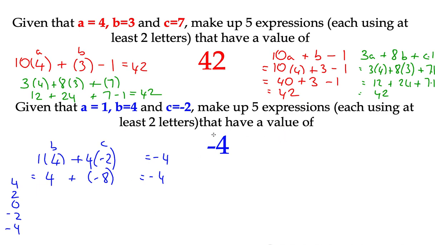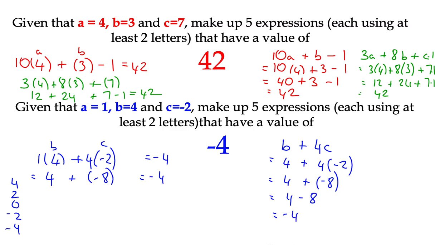So my expression is 1 lot of B plus 4C. That should give me my answer. Let me just check. B is 4, plus 4 lots of negative 2. That simplifies to 4 plus negative 8, which I know is the same as 4 subtract 8, which is negative 4. So it does actually work. That was a wee bit tricky because of the negative, but that's why it's a challenge. Okay, so 5 of each. Have a go at that.